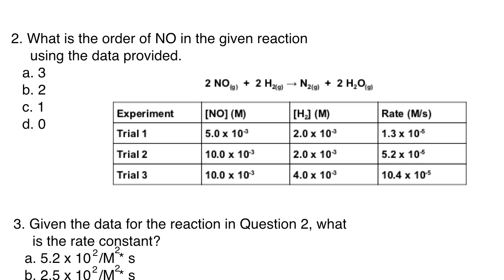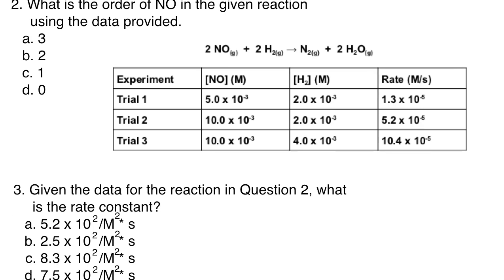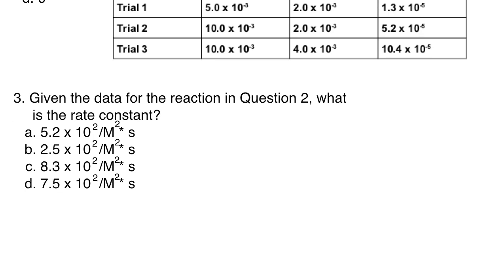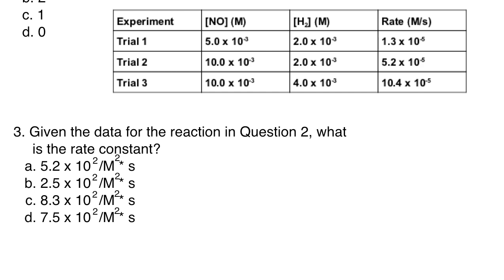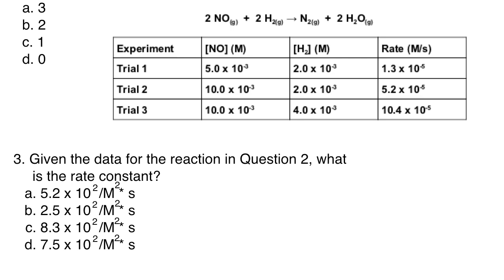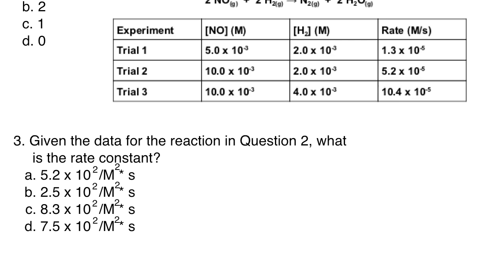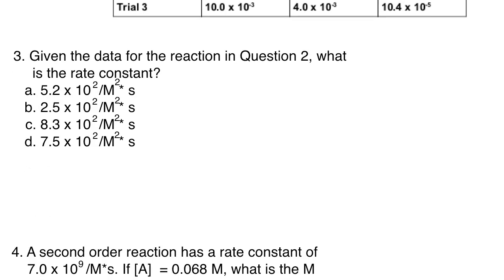So the question here would be, what is the order of the nitrogen monoxide given the reaction and the data provided? And then question 3 is going to relate back to the data found in question 2. So you're still going to want to utilize this table. And it says, given the data for the reaction in question 2, what is the rate constant? Remember, rate constant is K, so it's asking you to solve for the K associated with the reaction shown, and you can get that based on the rates and concentrations that are found in this data table.